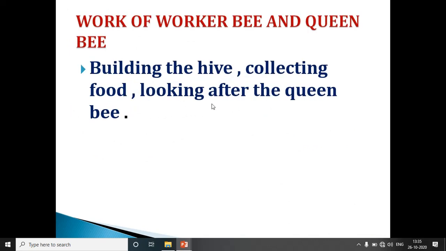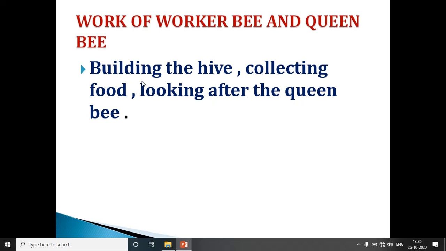So now let us see about the work of worker bees and queen bees. First we will see the work of worker bees. What are the works done by the worker bee, children? Worker bees build the beehive. We know honeybees live in a beehive, isn't it? So the worker bee will build the beehive. Then they will collect food. So the work of the worker bee is collecting food.